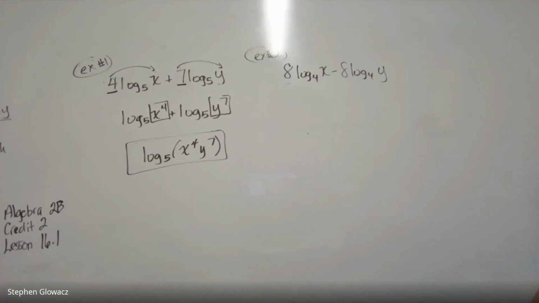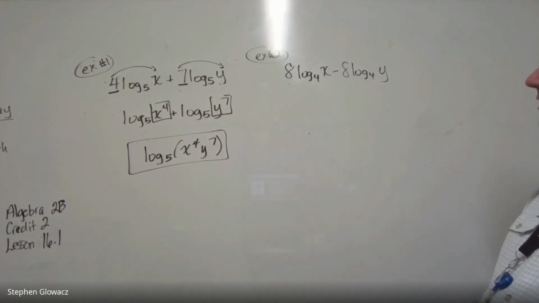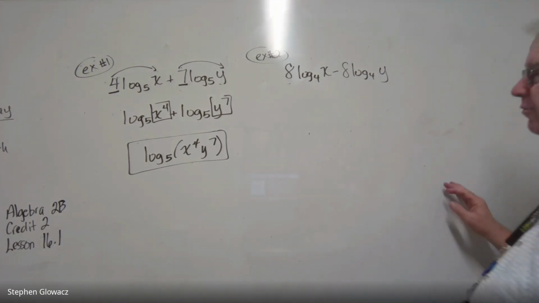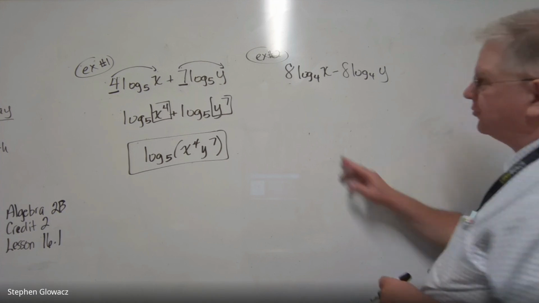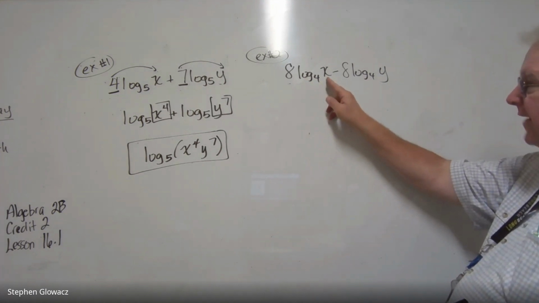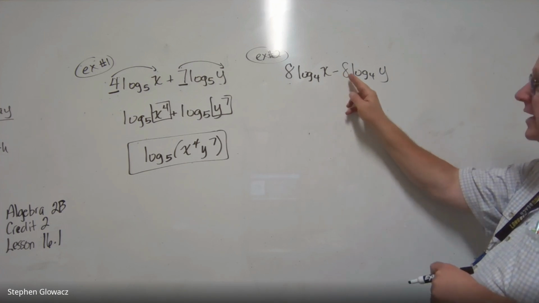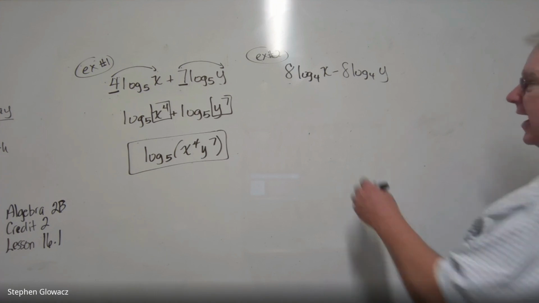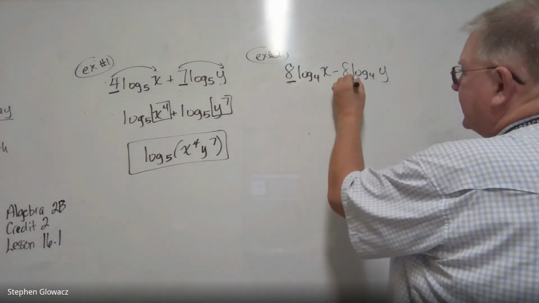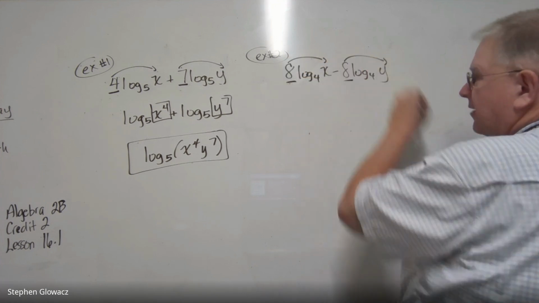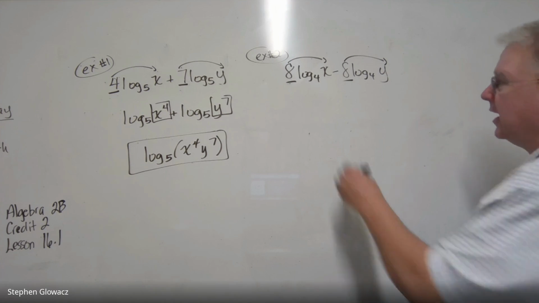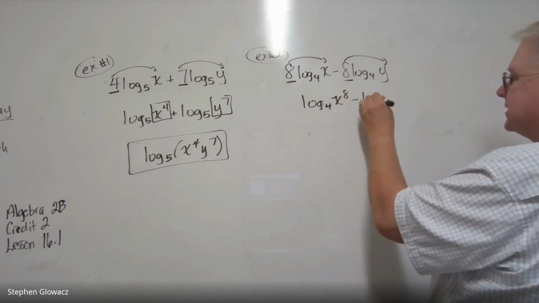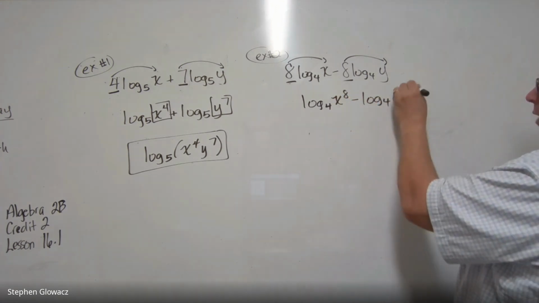So our second example, there are some similarities, but there is one important difference from the first example. So let's look at an example for problem number 2. Problem number 2, we have 8 times log base 4 of x, minus 8 log base 4 of y. Our first step, just like we did with example 1, is to take those coefficients and write those as exponents. So we have log base 4 of x to the 8th minus log base 4 of y to the 8th.